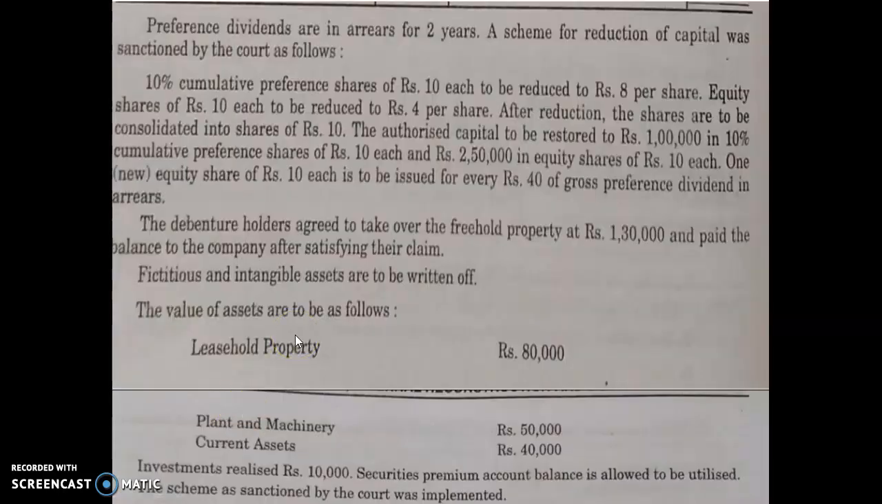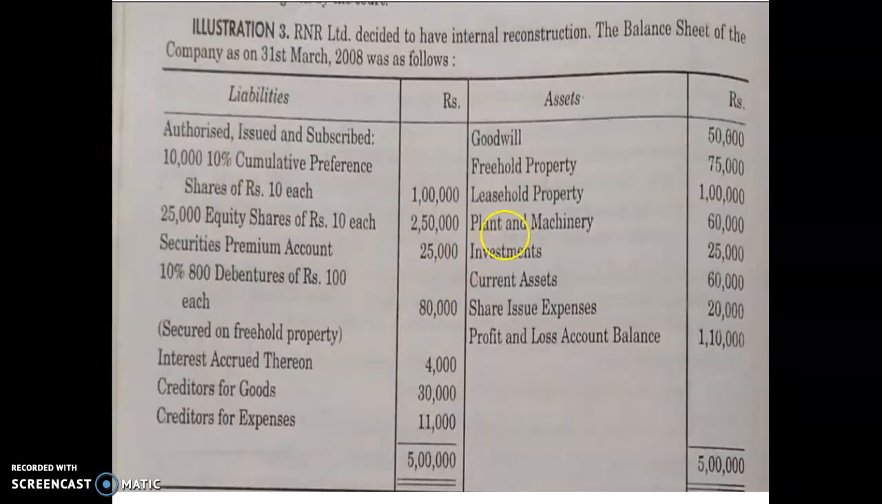Yes, next one is regarding freehold property. The company revalued freehold property at rupees 1,30,000 and debenture holders agreed to take over the freehold property and paid the balance to the company after satisfying their claim. So we need to check the amount due to debenture holders first. So here it is freehold property. In the balance sheet it is 75,000. Now it is revalued as 1,30,000. They took over against their claims.